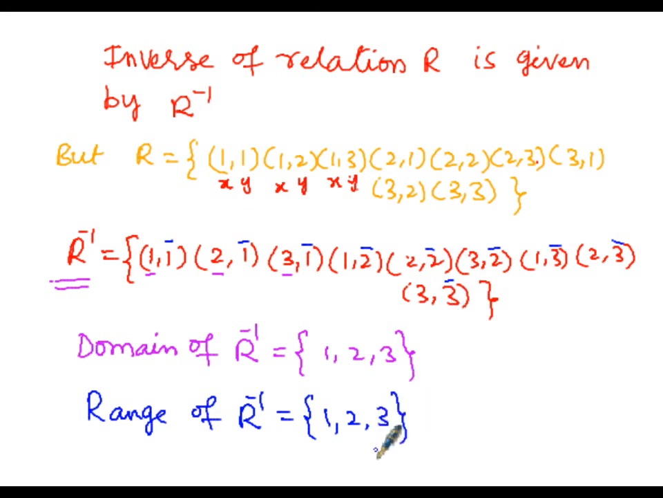In this manner we got the domain of R inverse as {1, 2, 3}, and similarly the range of R inverse as {1, 2, 3}, whereas the inverse relation of R is (1, 1), (2, 1), (3, 1), (1, 2), (2, 2), (3, 2), (1, 3), (2, 3), and (3, 3).